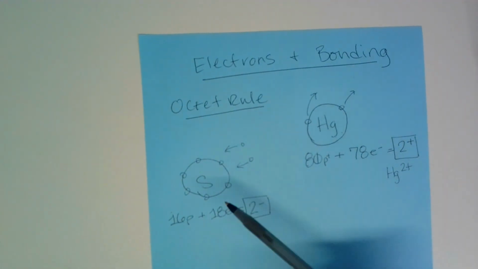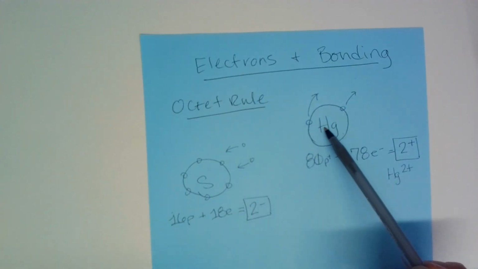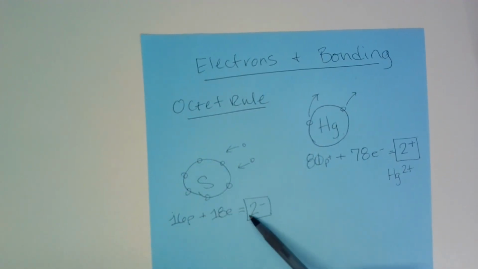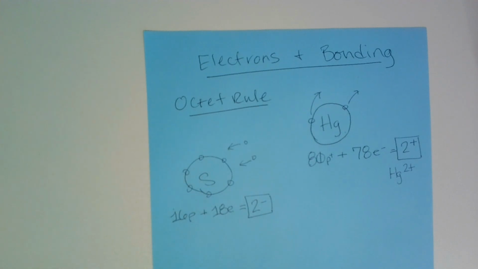So it takes the 2 electrons from mercury and gets a -2 charge, but then this negative and this positive, that is what causes that bond. It has this ionic attraction.